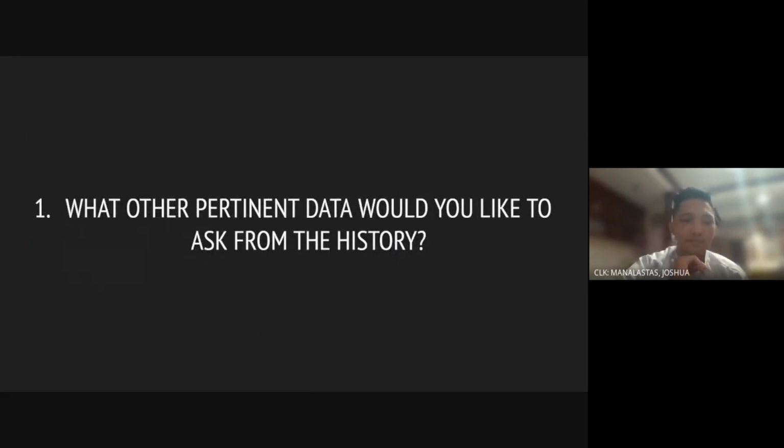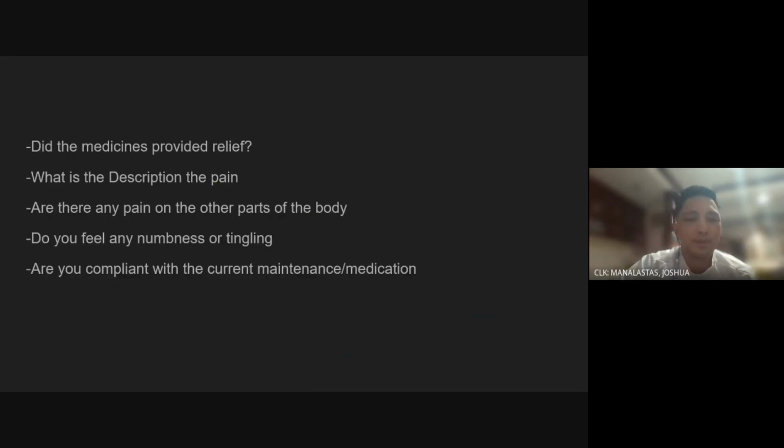So what other pertinent data would you like to ask from the history? We would be asking: did the medicines that were given to her provide relief? What is the exact description of the pain? Since she fell, is there any pain on other parts of the body aside from the forearm? Does she feel any numbness or tingling sensation? And is she compliant with the current maintenance medication that was given to her?